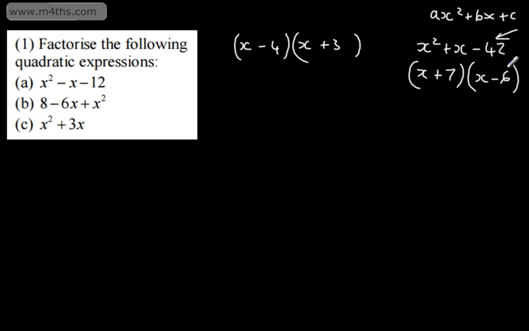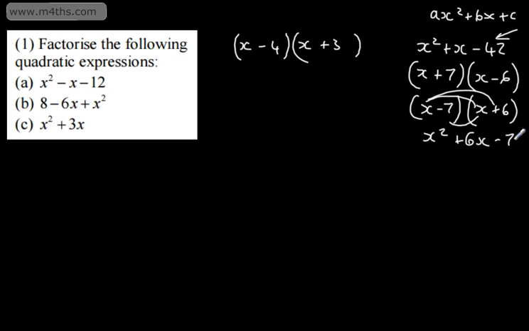Now if you say to yourself, why isn't it the other way round? Well, let's just do this. If I said it's x minus 7 and x plus 6, when we expand this out, x squared, we're going to have plus 6x minus 7x minus the 42. And we can see that this would give us x squared, instead of plus x, I would have minus x minus 42. So we can see it's not that one.